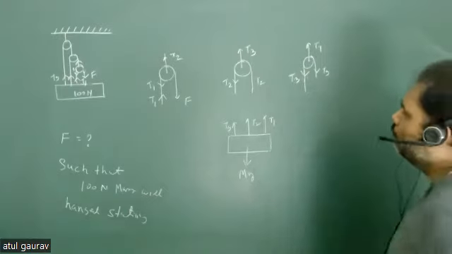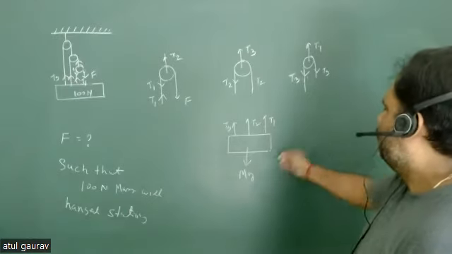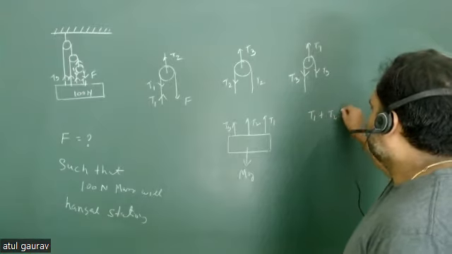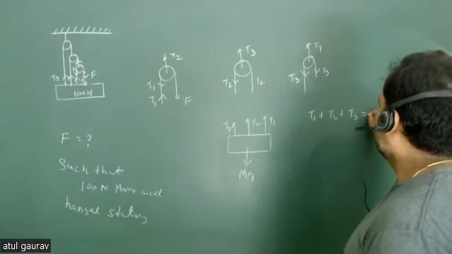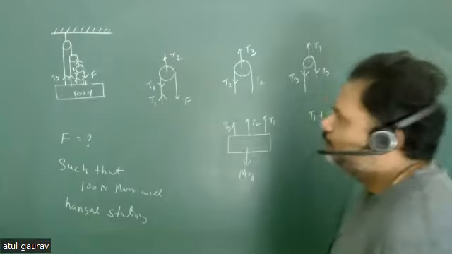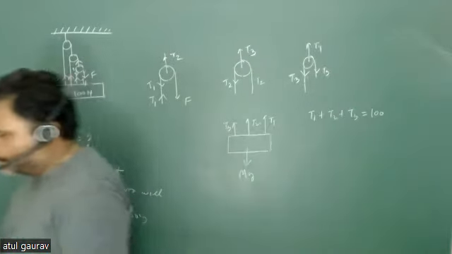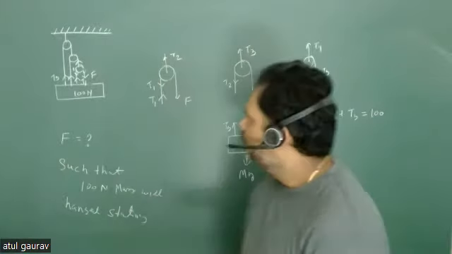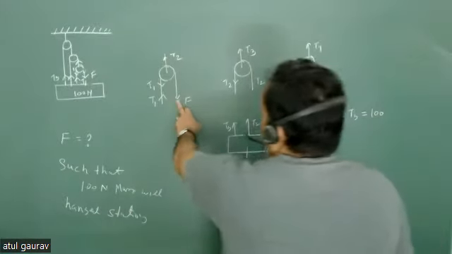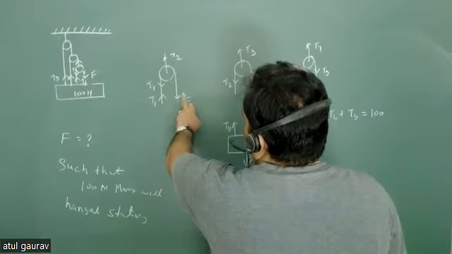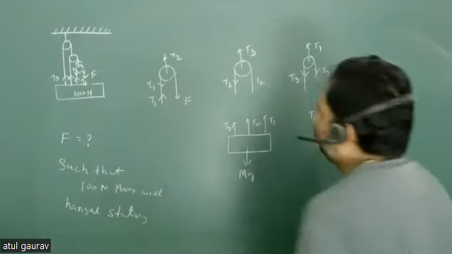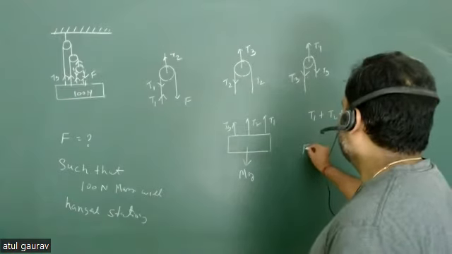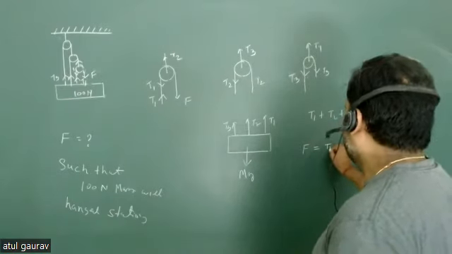What is your value of T1 plus T2 plus T3? It is equal to what? 100 Newton. Now, let us try to go from here. Can I say F is equal to T1 from here? So from here, we can have F is equal to T1.